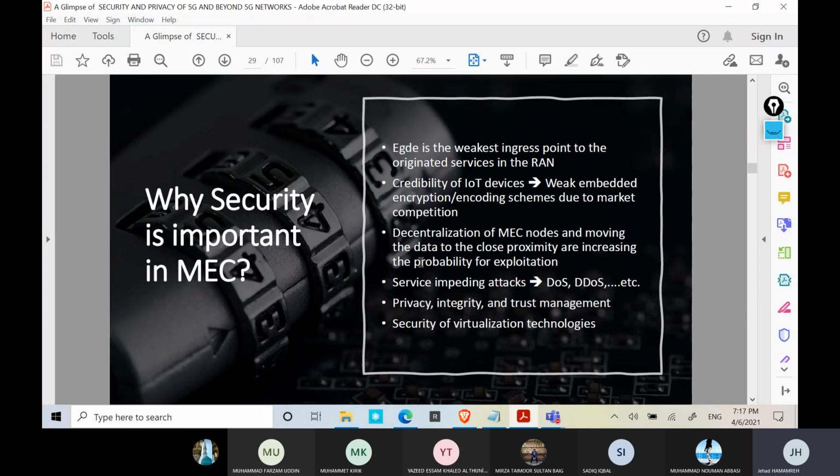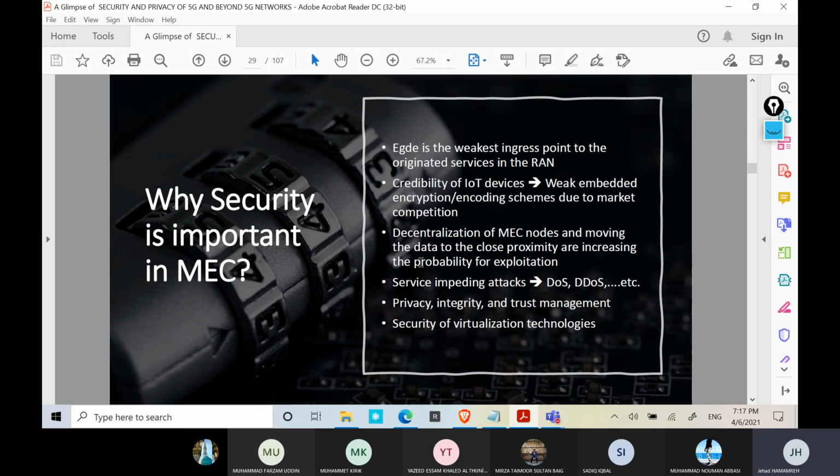Why is security important for mobile edge? Edge is the weakest ingress point to the originated services in the RAN. Credibility of Internet of Things devices, weak embedded encryption, and encoding schemes due to market competition. Decentralization of mobile edge computing nodes and moving the data to close proximity are increasing the probability of exploitation, because now they are not in the data center.